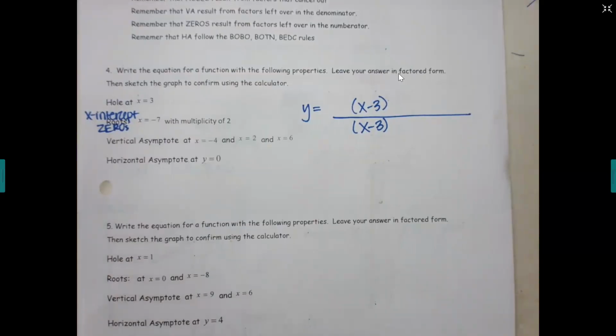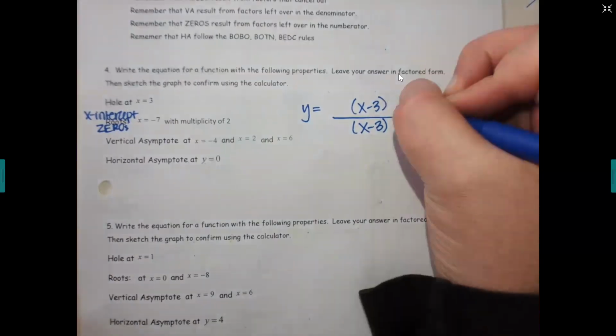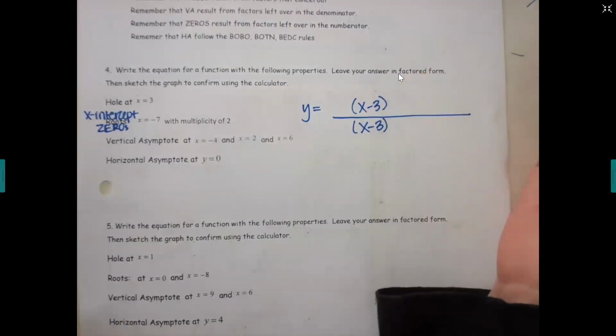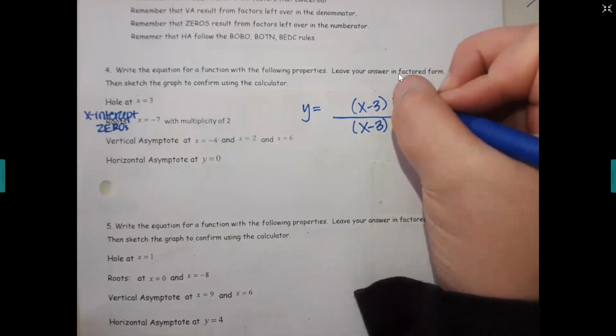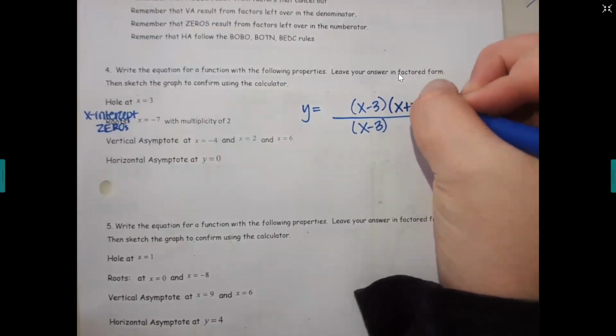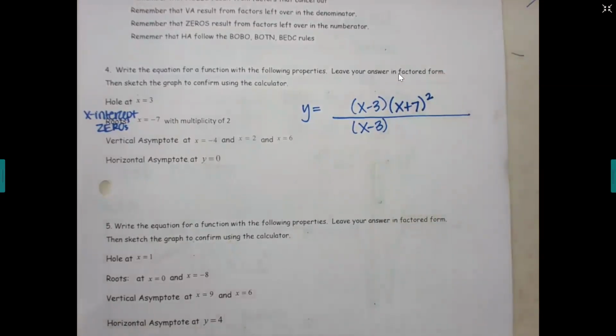So if my x-intercept is -7, what should the parentheses say? Plus 7. And if it's a multiplicity of 2, that means it's a double root. What do I do to it? Put a little squared on it. Very good. Also notice I'm writing that on the top because that's where x-intercepts go.